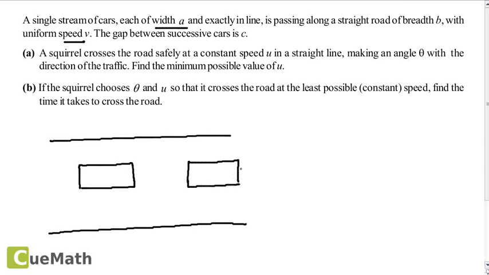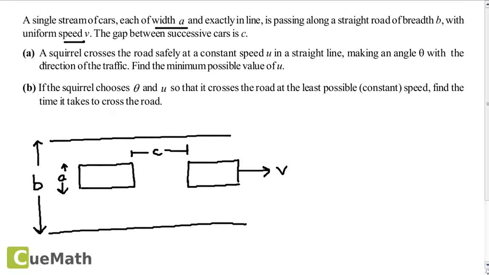and the speed of each car is V, and the distance between successive cars is C, and the width of each car is A, and the breadth of the road is B. So this is the geometry of the situation.